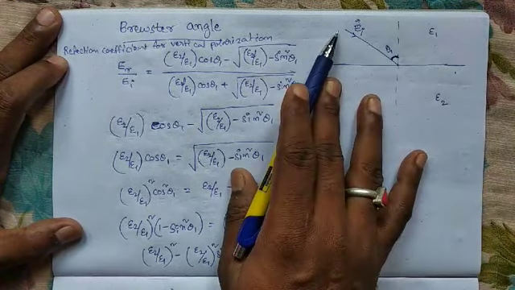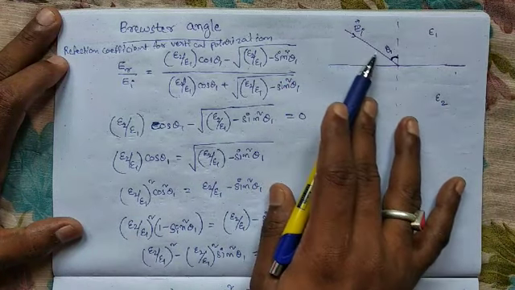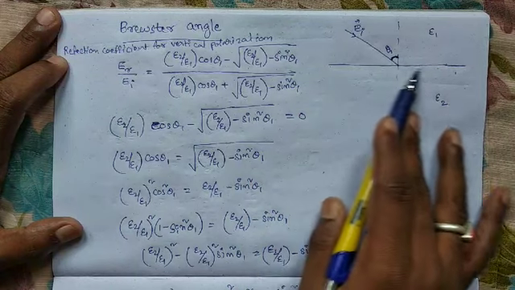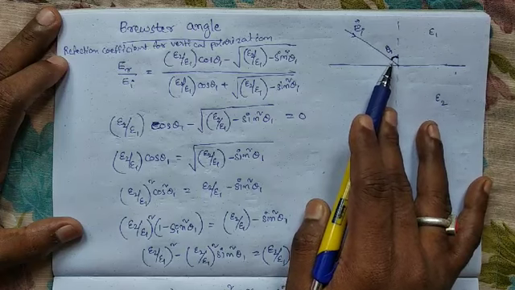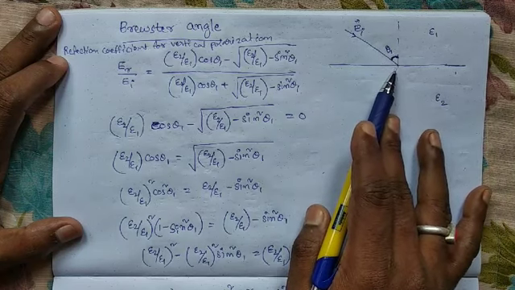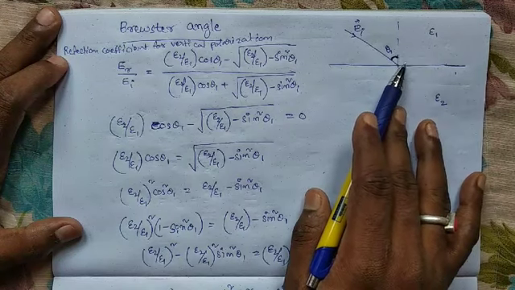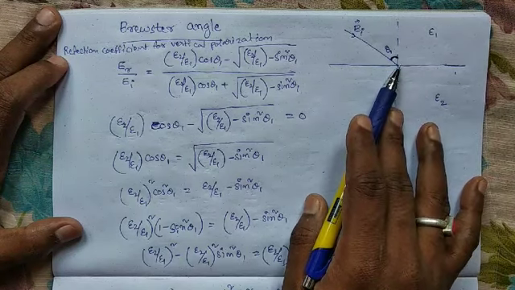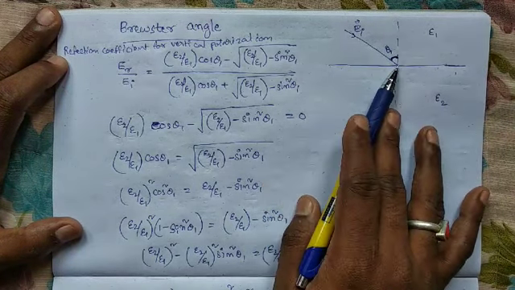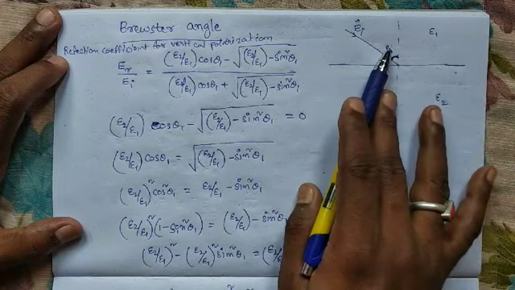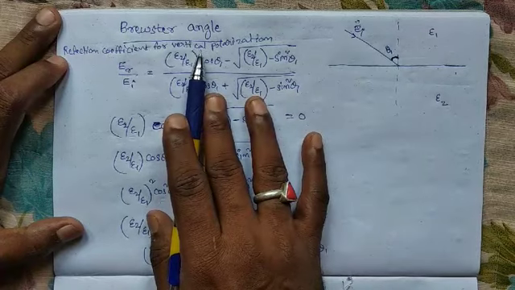When the wave is incident at the boundary surface with some angle, it will not produce any reflected wave. The angle made by the incident wave at the boundary surface is called the Brewster angle.